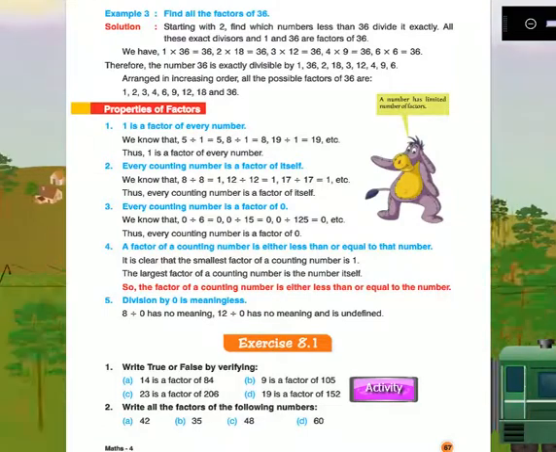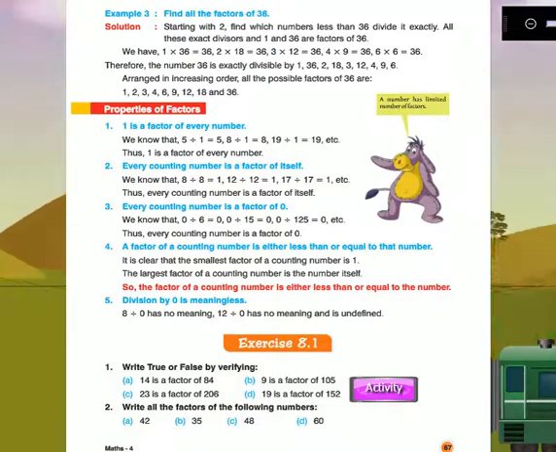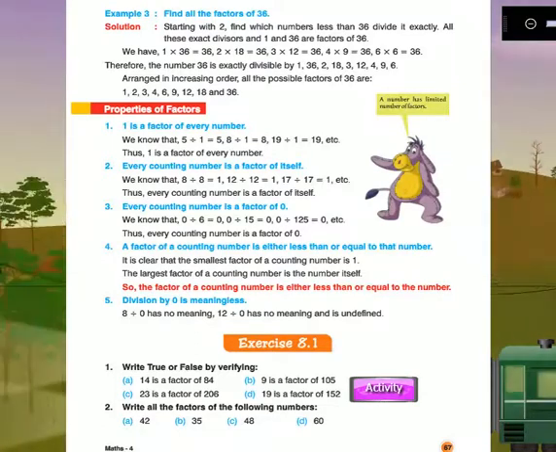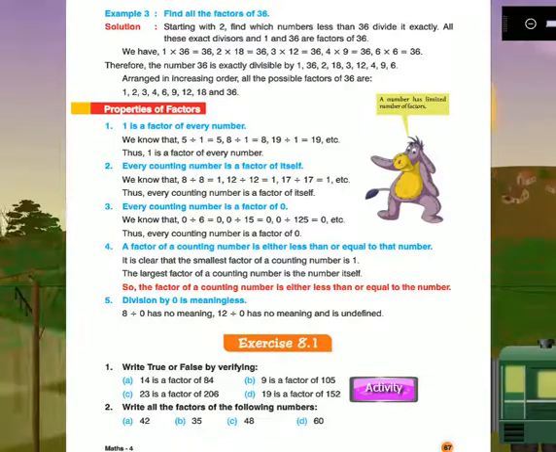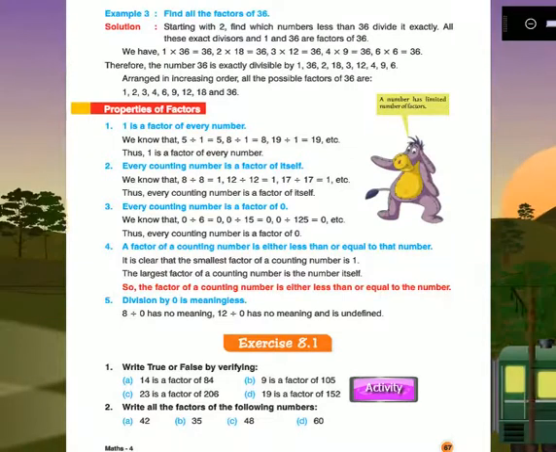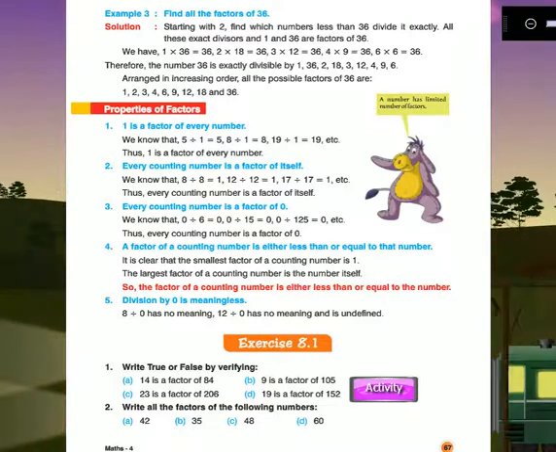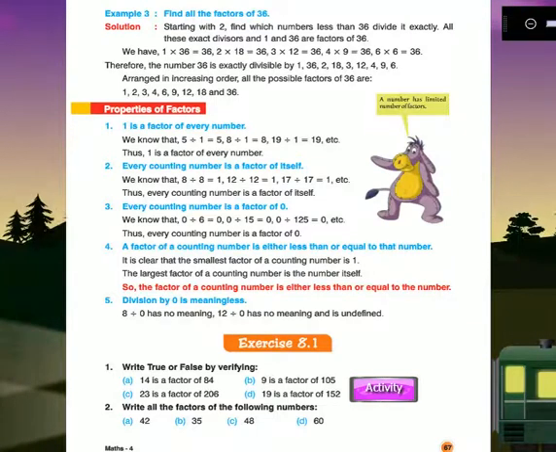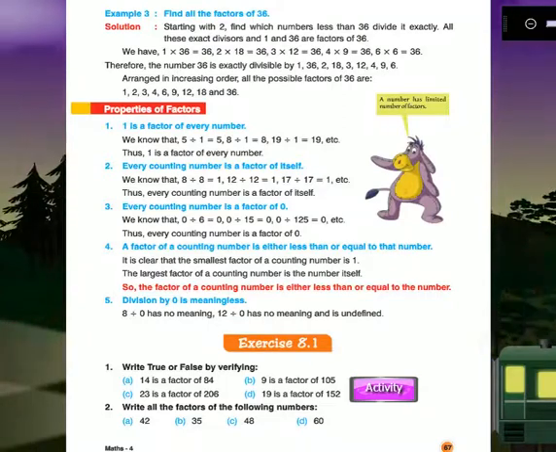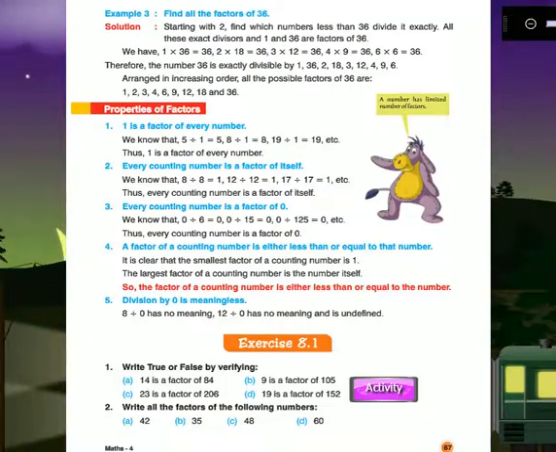A factor of a counting number is either less than or equal to that number. It is clear that the smallest factor of a counting number is 1. The largest factor of a counting number is the number itself. So a factor of a counting number is either less than or equal to the number.